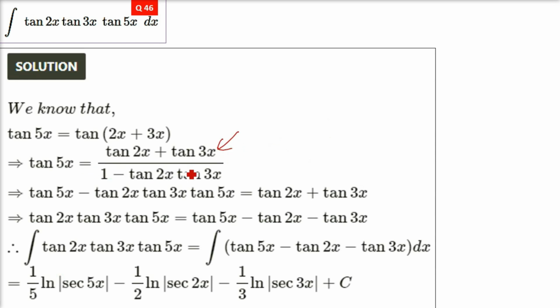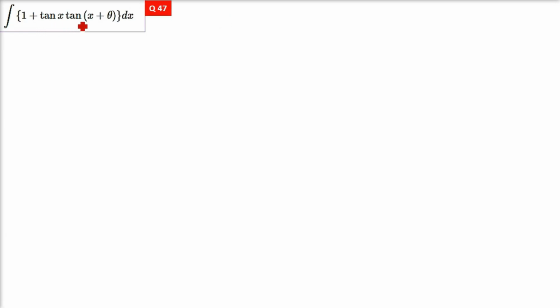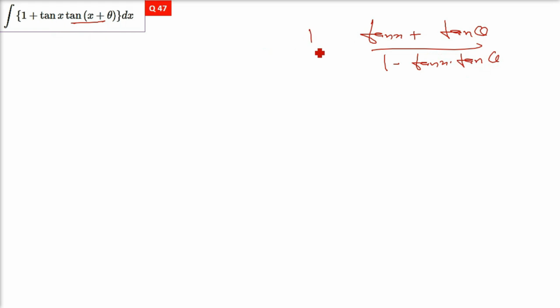So this is a kind of different question. You must do it once so that you understand how to do a question like this: integral of 1 plus tan x into tan of x plus theta, dx. Now this is also a different kind of question, but do remember that the tan a plus b formula we have just used. Tan of x plus theta is tan x plus tan theta divided by 1 minus tan x into tan theta. Now tan theta is a constant here, so it will be multiplied by tan x. You have 1 plus here also. Now multiply this tan x inside. Now you'll see what we get.